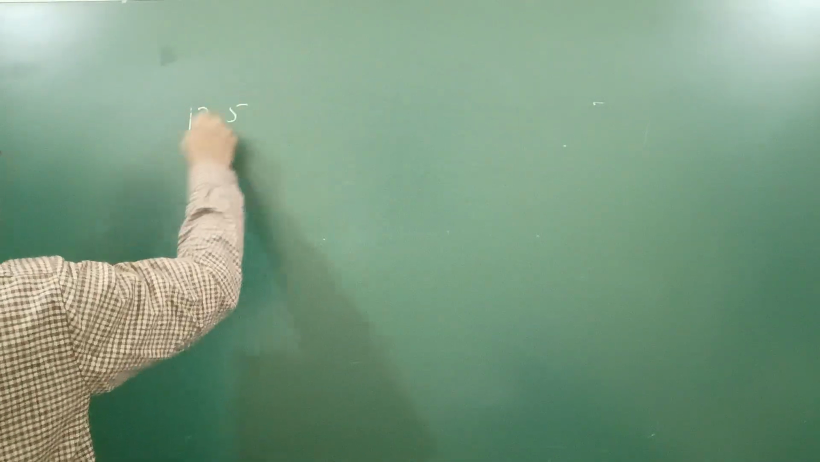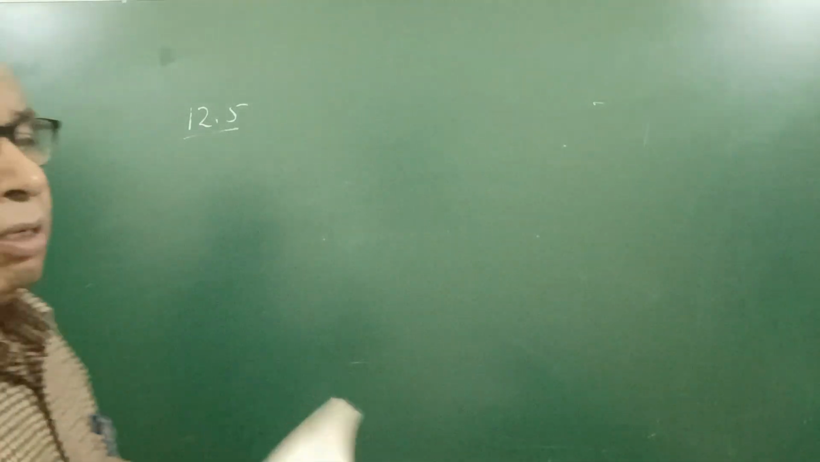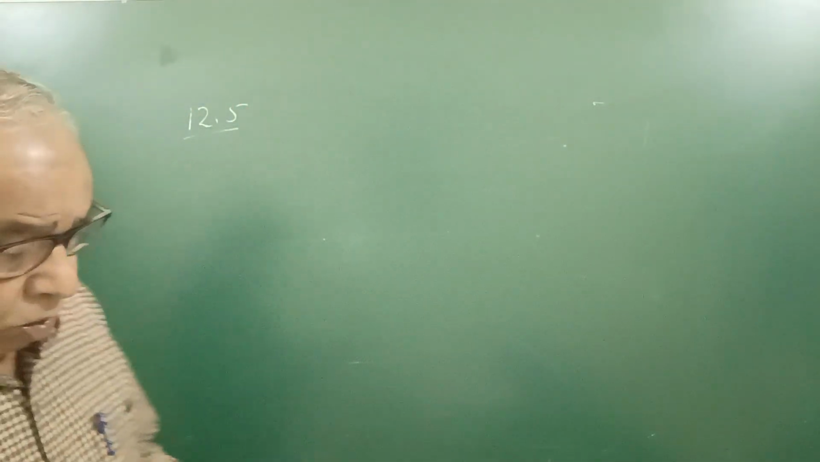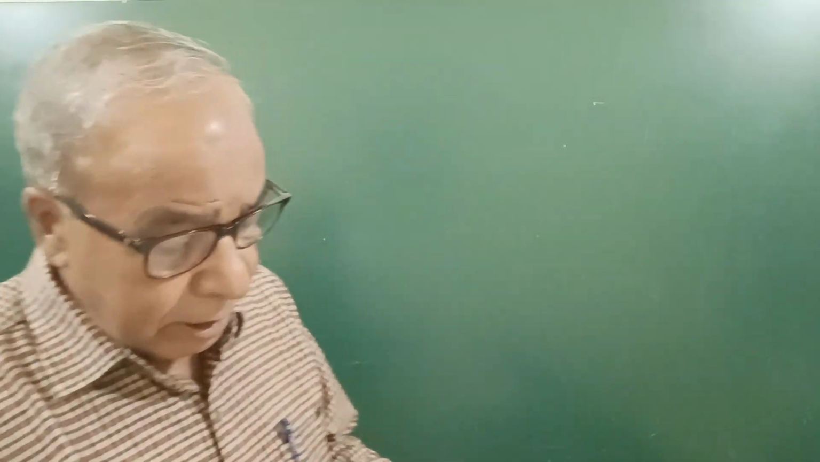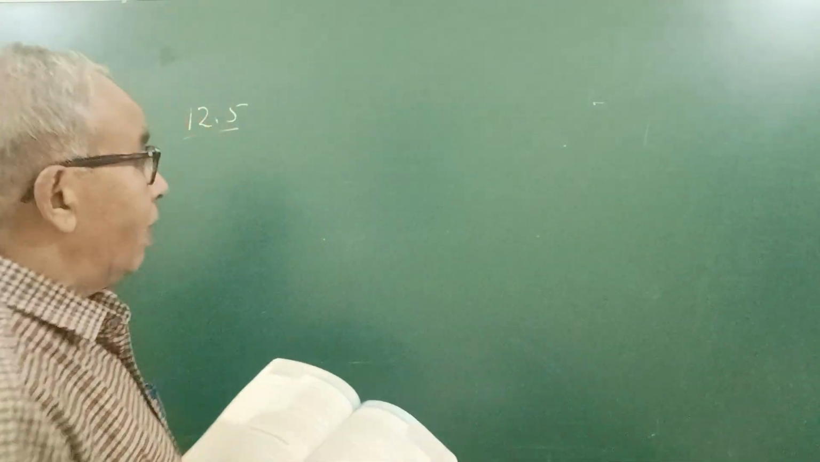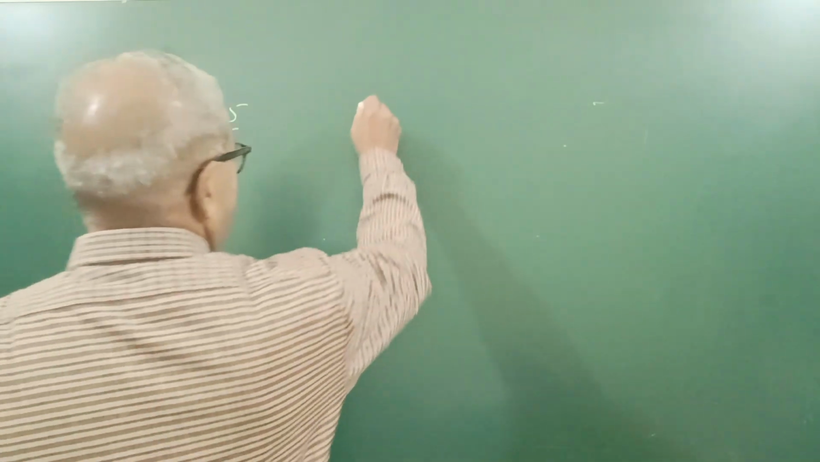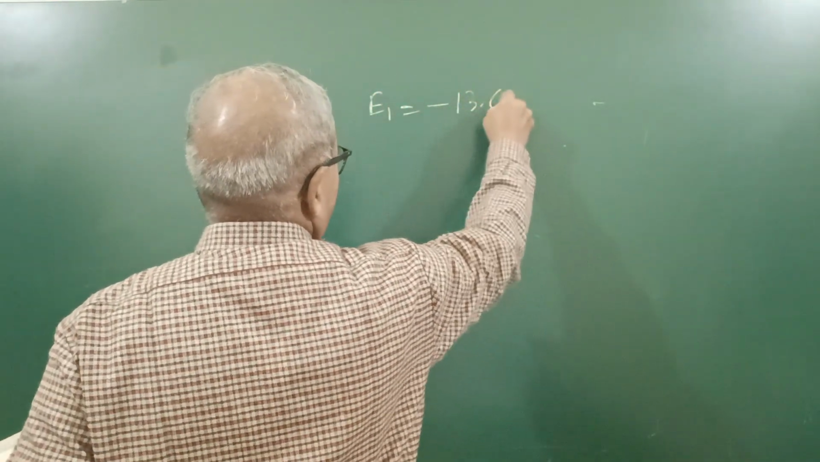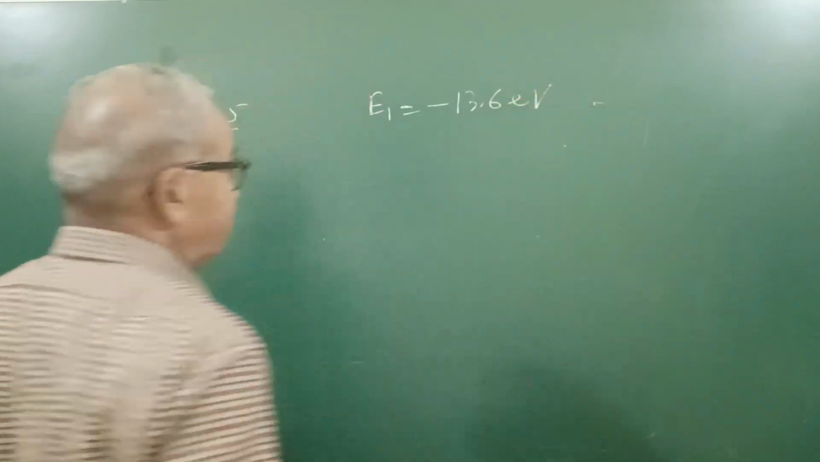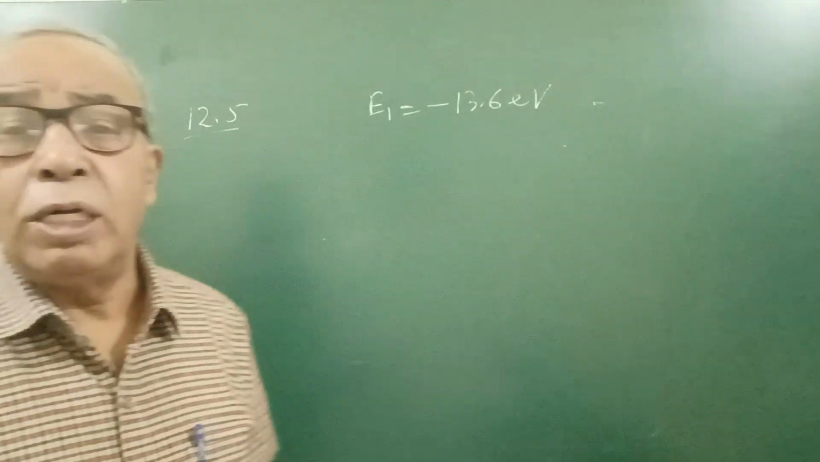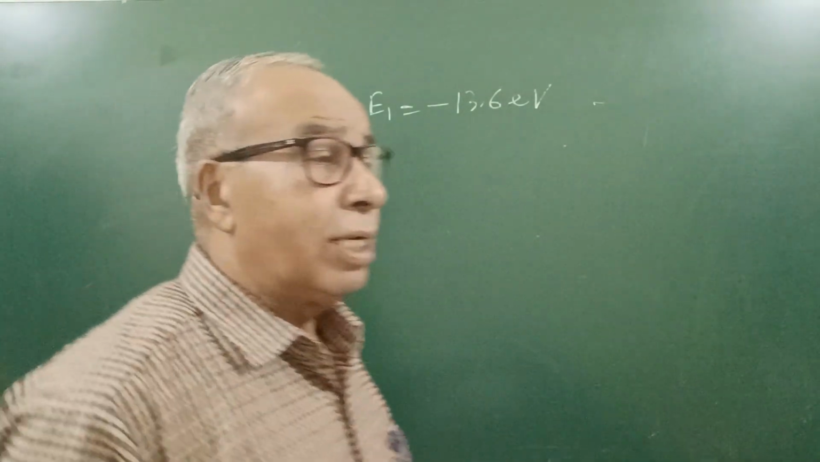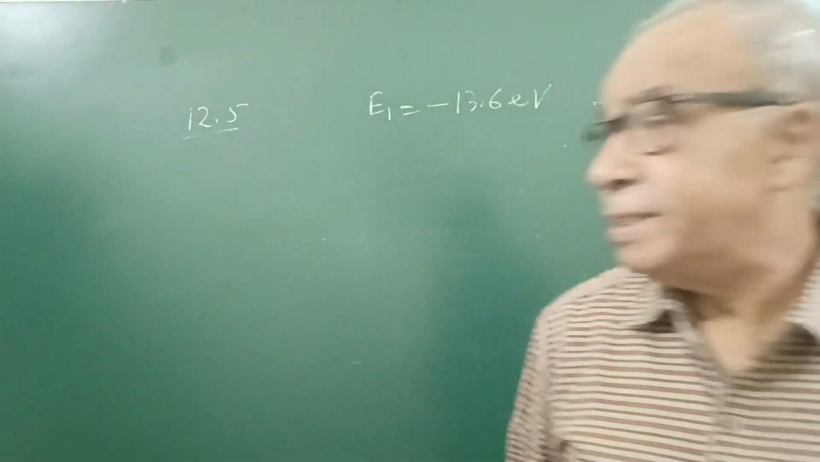12.5 is a simple question here. Many times it is asked in that way. हाफ मार्क में आएगा कहीं. Ground state energy of electron is minus 13.6. I told you that E1 is minus 13.6 electron volt. Total energy of electron in first orbit. First orbit of H atom is called ground state.